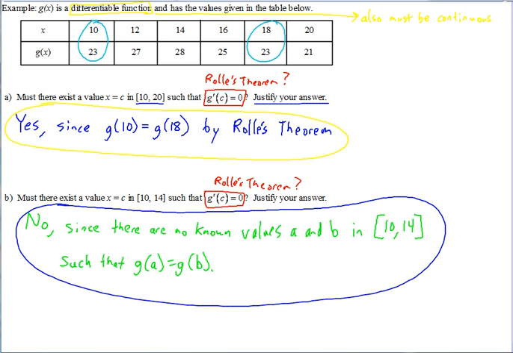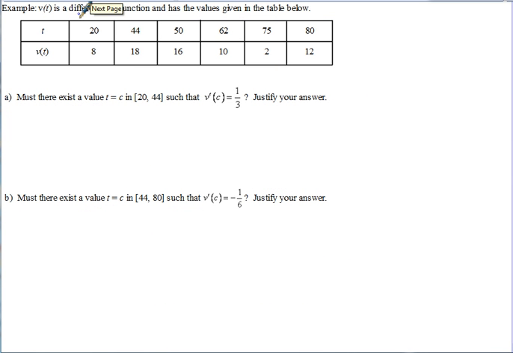Alright, so let's take a look at one that's kind of similar, except there's one key difference here. It still says, in this case, v of t is a differentiable function. Since it's differentiable, it also must be continuous. Otherwise it wouldn't be differentiable. Next says, must there exist a value t equals c in the interval 20 to 44, such that v prime of c equals 1/3. Notice here it's not 0. So if you're looking where the derivative is some number other than 0, then you're trying to see if the mean value theorem can be applied here or not.